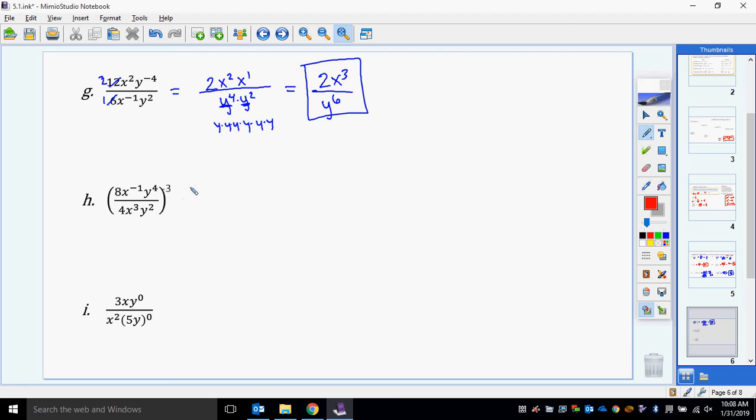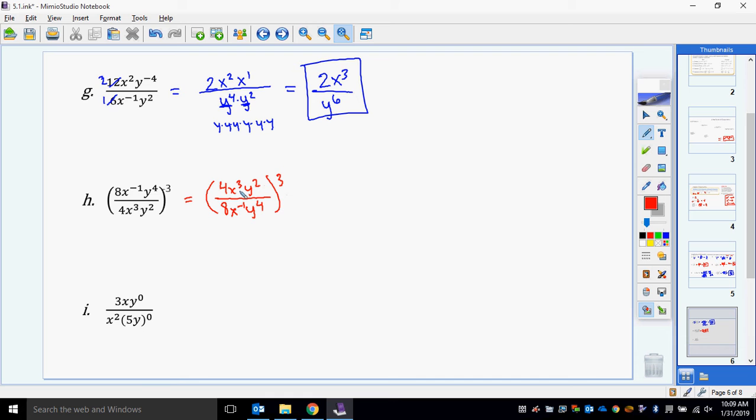I have a negative 3 exponent, so I first want to get rid of that negative 3 on the outside. And go ahead and flip these to make that 3 positive. The 8x to the negative 1 would go down, and the y to the 4th would be in the bottom. 4x to the 3rd would move up, y squared would move up.